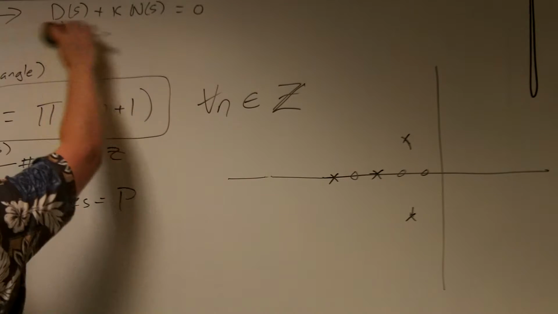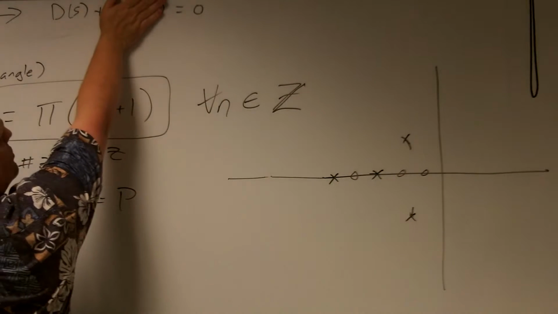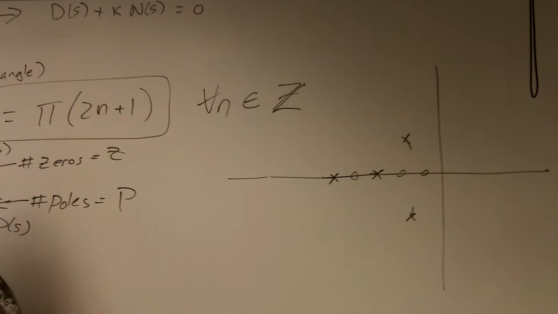So, we said k is an adjustable parameter. You pick it. So if I pick k equals 0, you have this equation, D of s equals 0. That describes the characteristic equation. That describes where the closed loop poles are. All right, because remember, k is my gain that closes the loop.